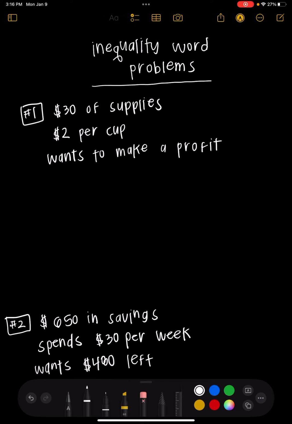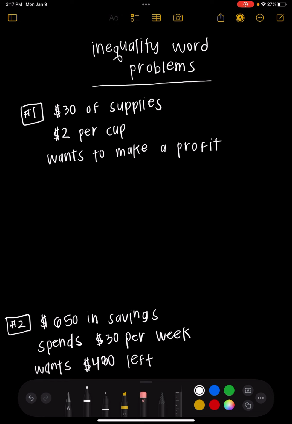Hi everyone, so today we're going to be talking about inequality word problems: how to read a word problem, set up an inequality, and then solve. I didn't write down the full question, but you do have the full question in front of you on your example sheet. I did write the most important information though.